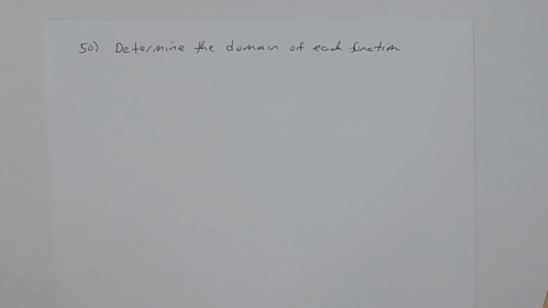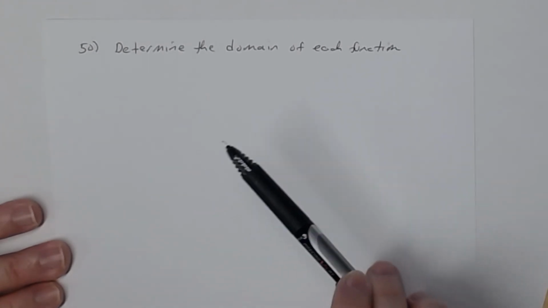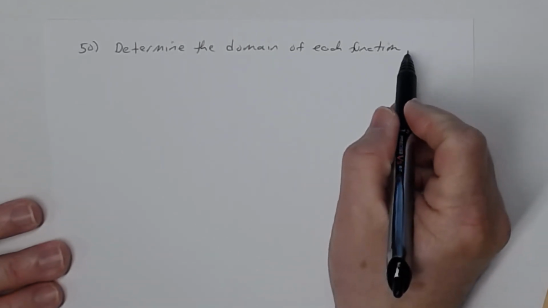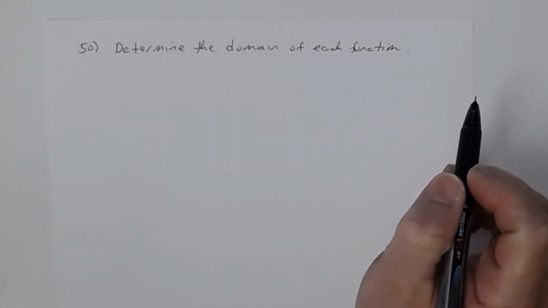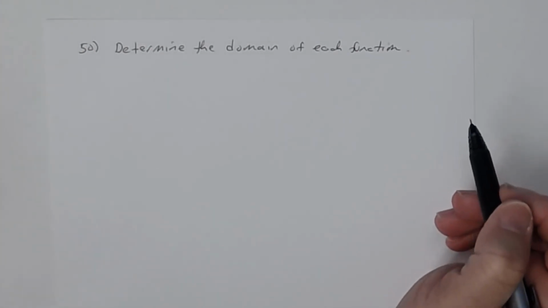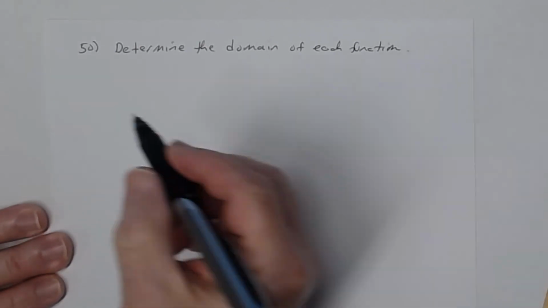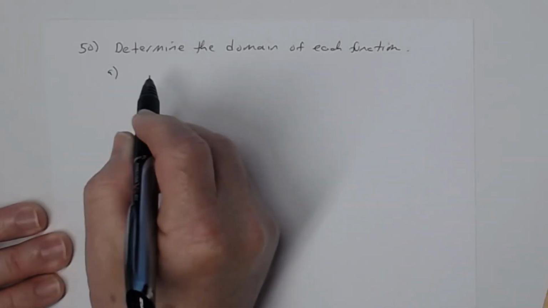All right, so number 50, the problem here is going to ask you to determine the domain of each of the following functions, and you want to do this without graphing. So don't attempt to graph these. Think about what type of functions these are, and that's going to help you to determine the domain. So for example, letter A, here's my function.